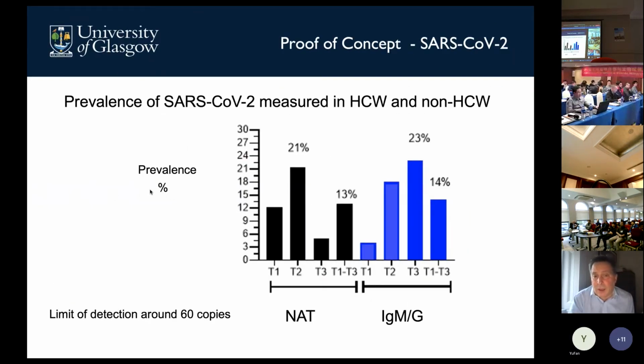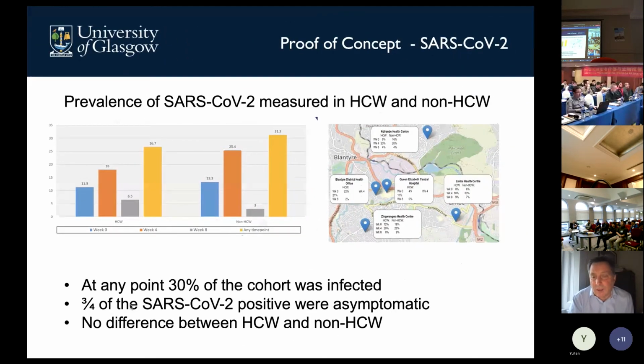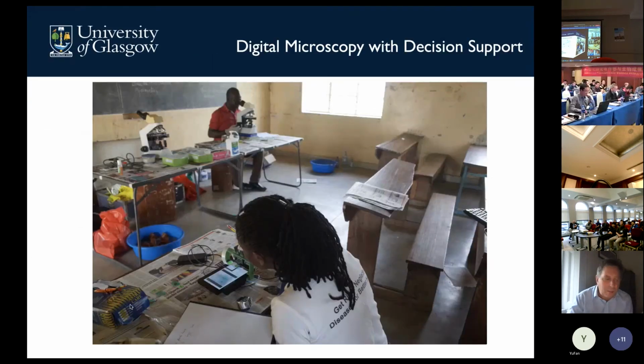And so we can see measurements around the prevalence. We've got a limit of detection around 60 copies or so. And interestingly, what we see is not only the high levels of infection that exist within these communities, many of whom are actually asymptomatic, but also that there's very little difference between healthcare workers and non-healthcare workers in the levels of infection. I'll come back to the SARS-CoV-2 at the end and say a little bit more about that.